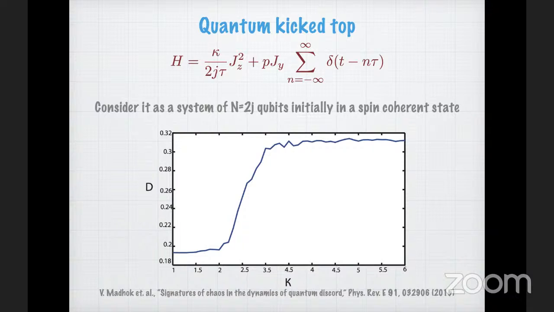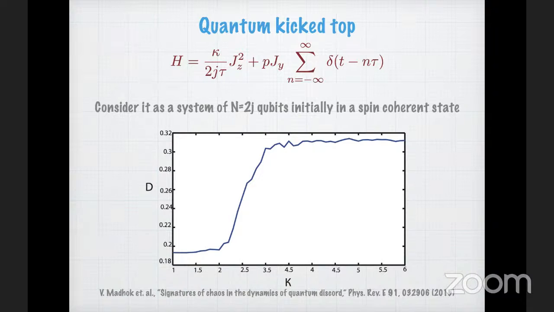So in this graph I have shown here, kappa is the value that controls the chaoticity of the classical case, and at around kappa equal to 4, the classical analog of this Hamiltonian becomes fully chaotic. And they find that as kappa approaches 4 and goes beyond, the discord in a subsystem consistently stays high. So this is interesting because the reflection of classical chaos in quantum systems is generally believed to be global entanglement.